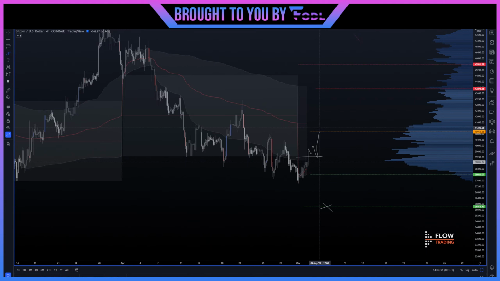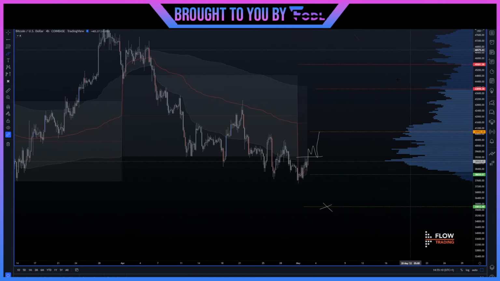Of course, if we can reclaim 41K and in fact reclaim this monthly VWAP, then again the same applies. We want to see something like this, a reclaim, get back above, and then we could come and target 44 and 45K, which is these levels above. Okay, so we'll have to wait and see.